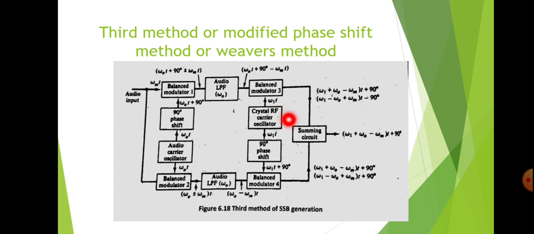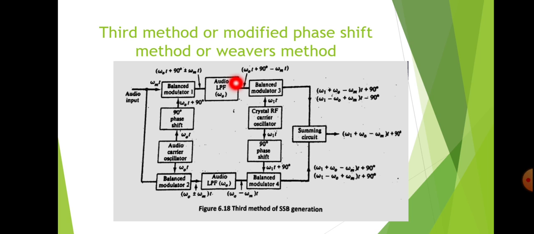Similarly, here we are using a crystal RF carrier oscillator, that means radio frequency will be produced by this crystal RF oscillator, and its frequency will be greater than the audio carrier oscillator frequency. Here the frequency is ω1 t, which will be greater than ω0 t. The audio carrier or subcarrier frequency is given directly to balanced modulator BM2, and 90 degree phase shifted and given to balanced modulator 1. The crystal RF oscillator gives its frequency directly to balanced modulator 3, but it is 90 degree phase shifted and given to balanced modulator 4.